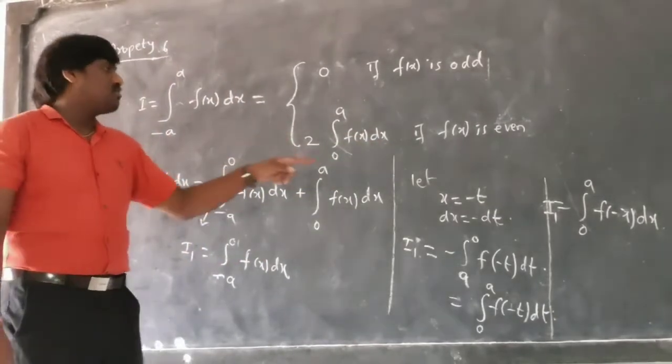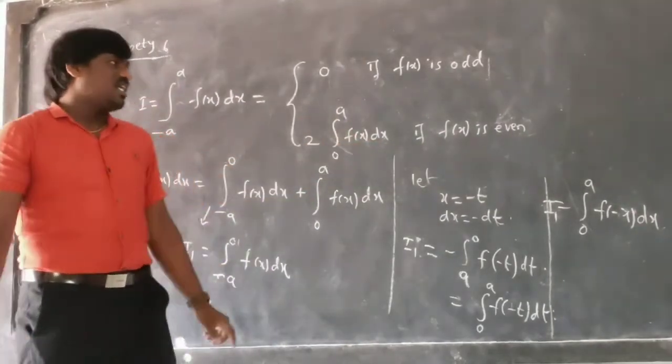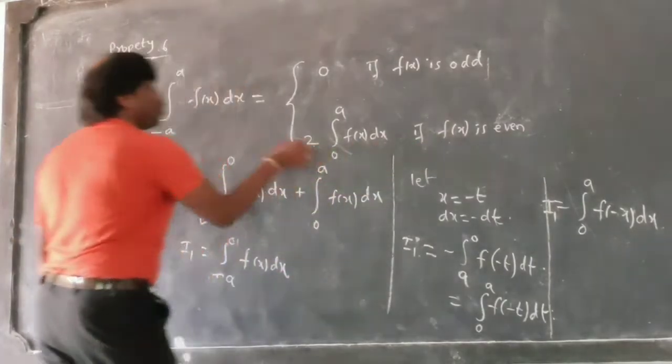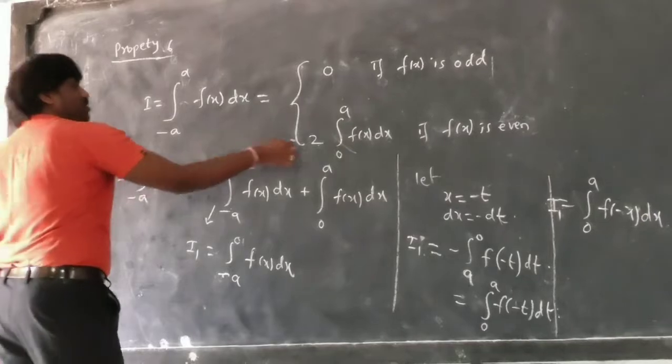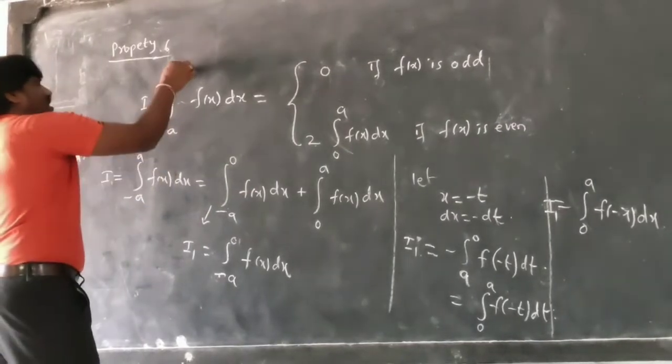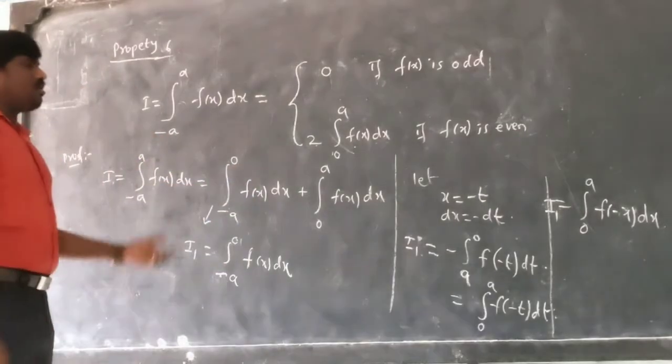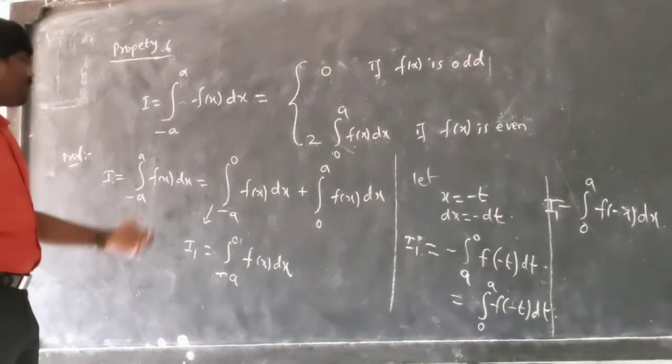This will be 2 times ∫ from 0 to a of f(x) dx if f(x) is an even function. If it is an even function, you get 2 times, so instead of minus a to a, this will become 0 to a of f(x) dx. So, the proof, we will see the proof here.